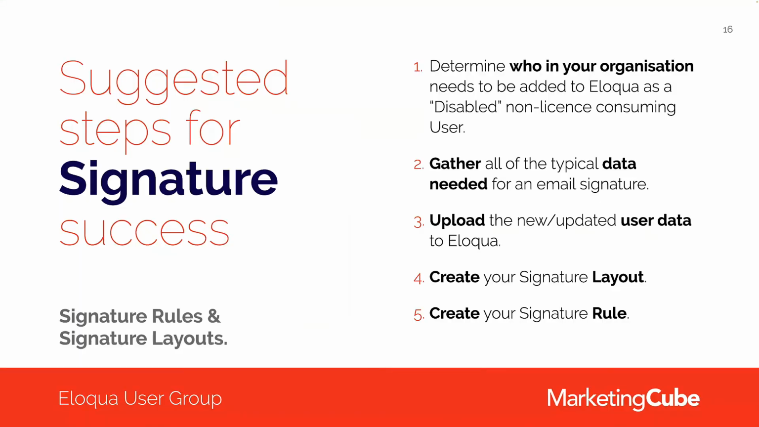Some suggested steps that we would encourage you to think about when it comes to rolling out the process within your different organizations. The first one is to determine who in the organization actually needs to be added to Eloqua as what is referred to as a disabled or non-licensed consuming user. It's not really the best term in the world, but that's what it's called.